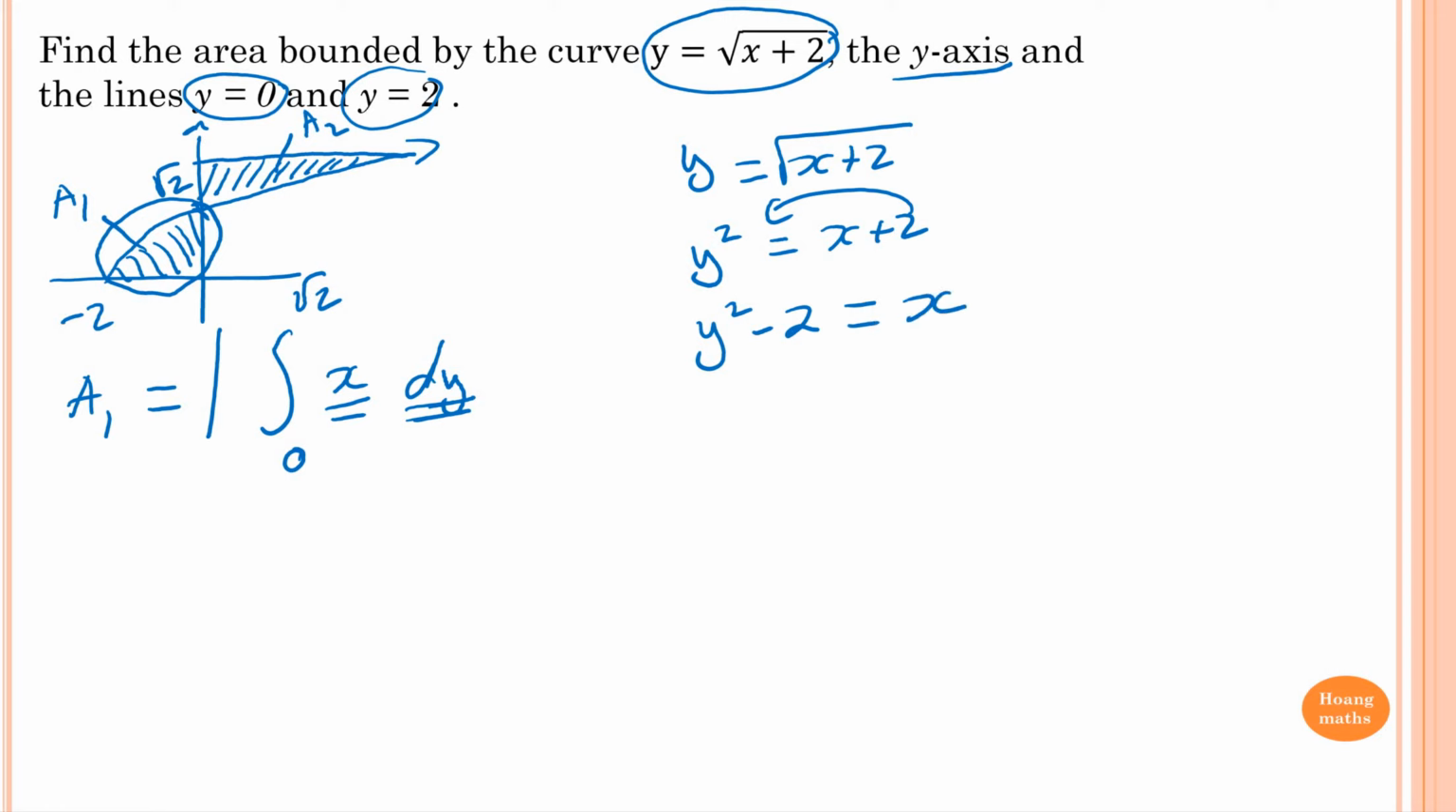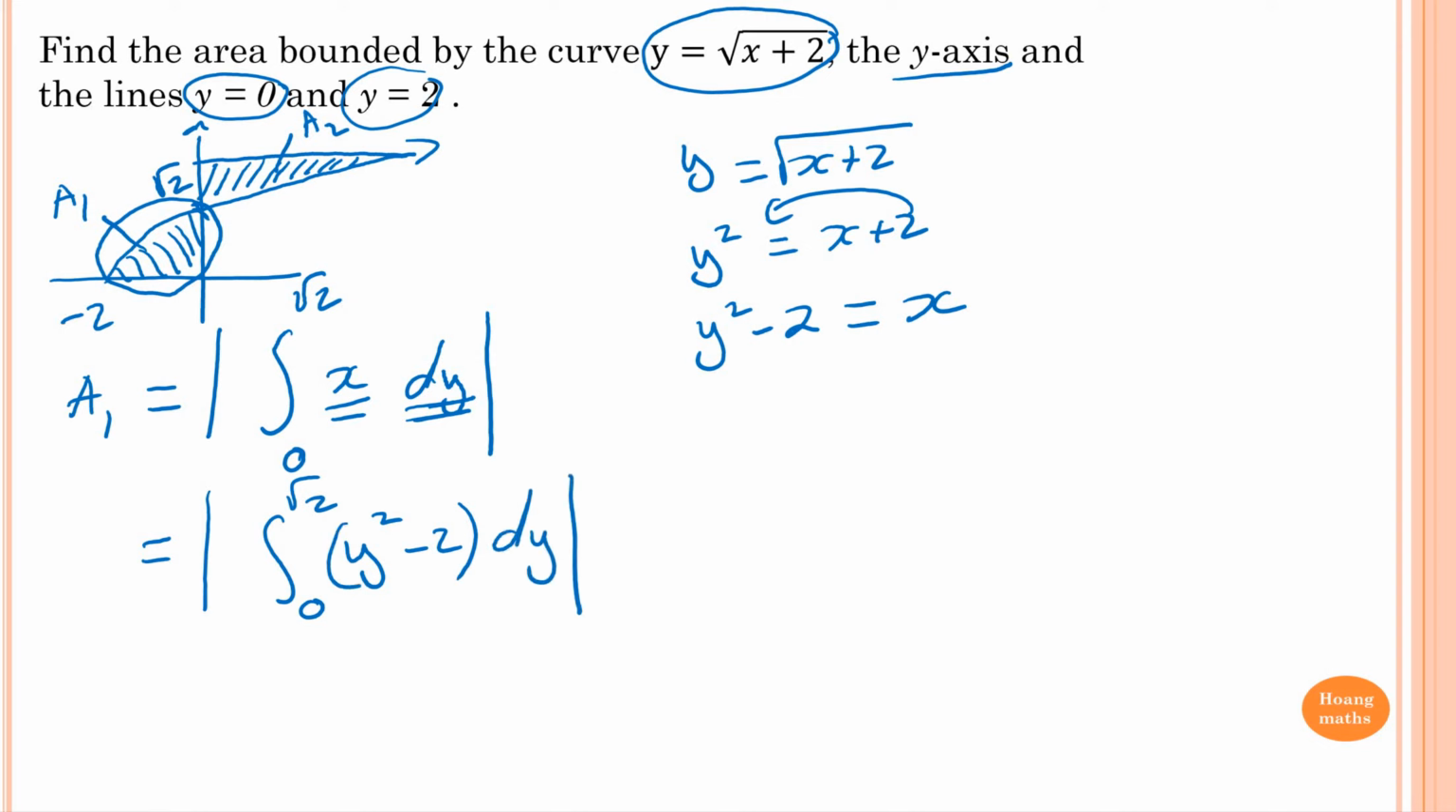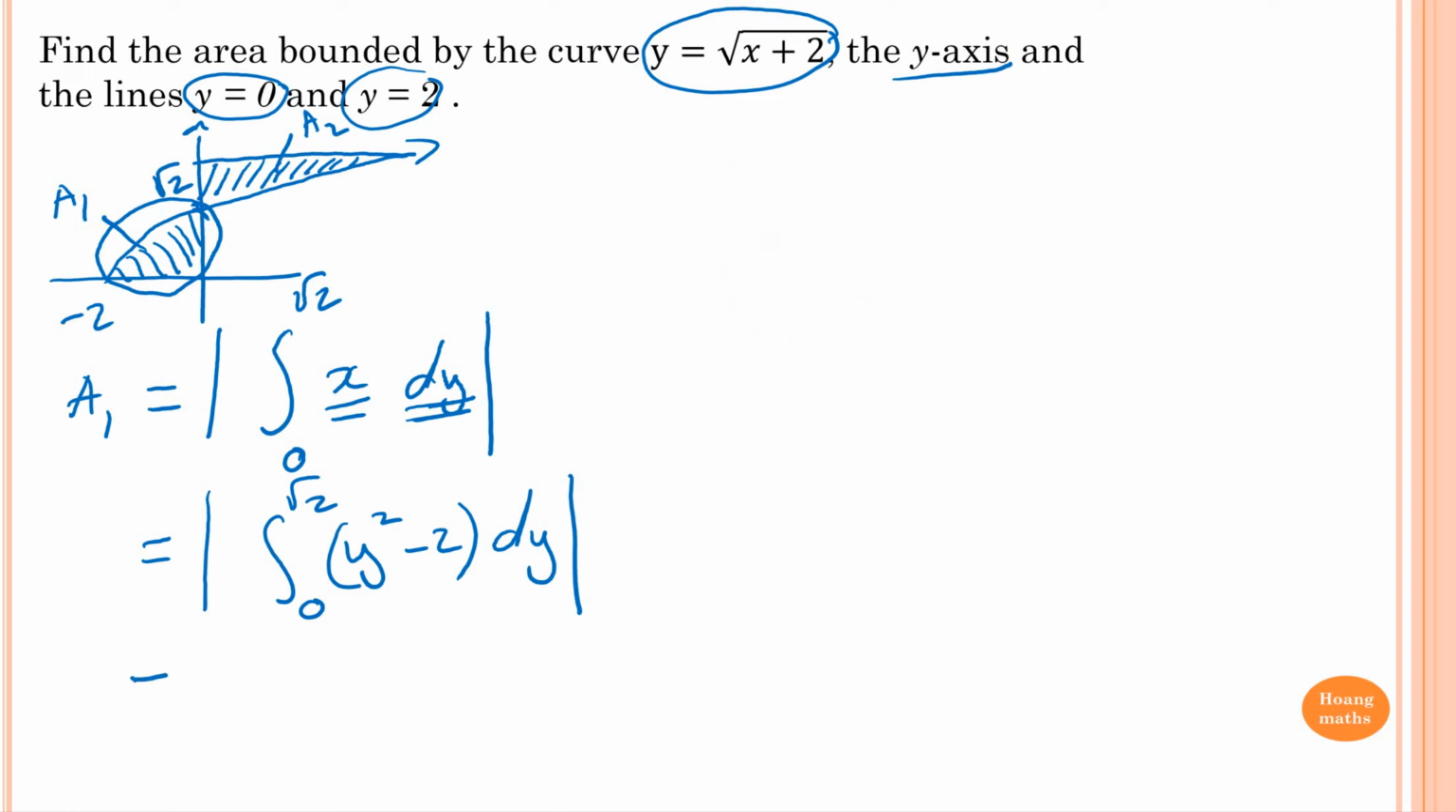Now, the absolute value of this, of course. So A1 is the absolute value of the integral between 0 and square root of 2 of y squared minus 2 dy. Now I just integrate the function. The integral of y squared gives y cubed over 3, which is 1/3 y cubed, and then minus the integral of 2, which gives 2y, from 0 to square root of 2, and then the absolute value of that.